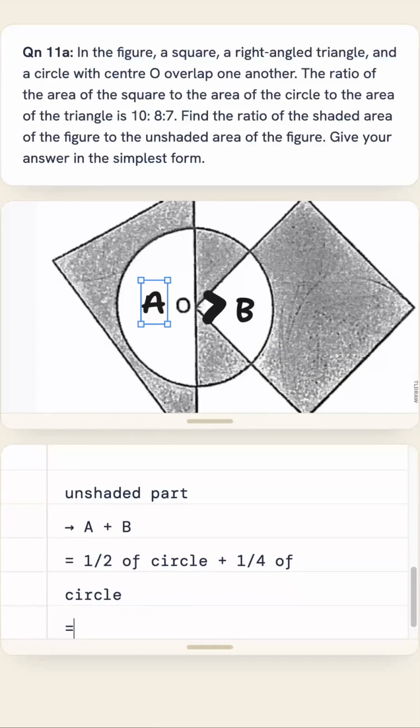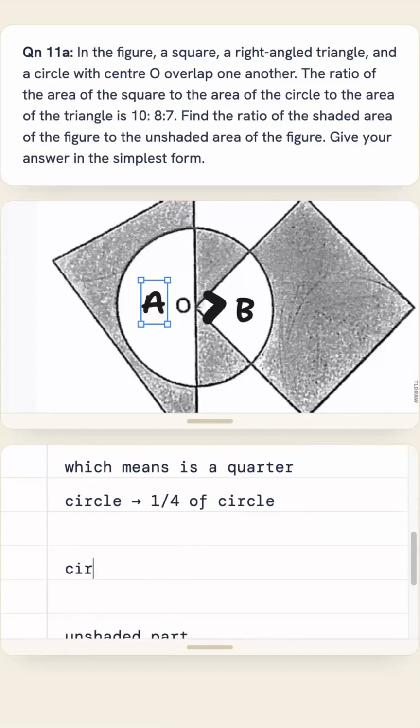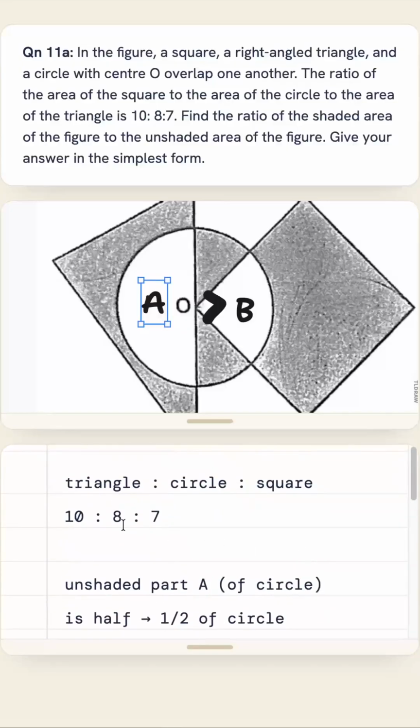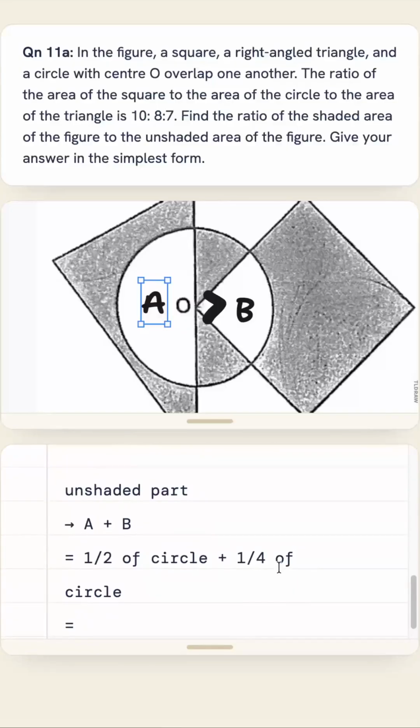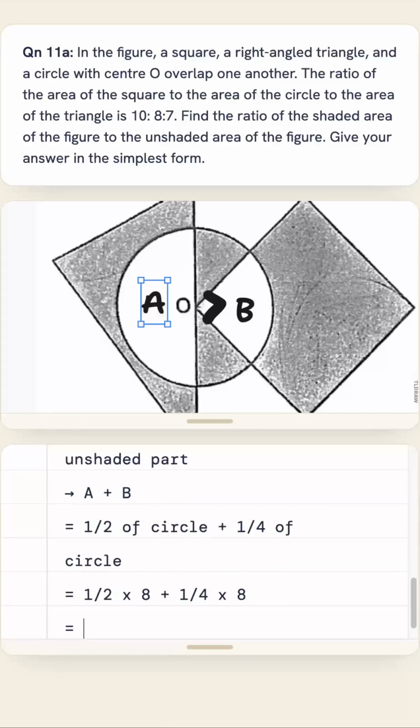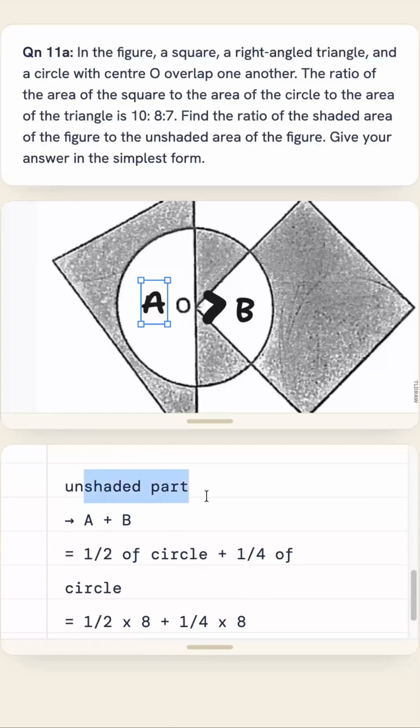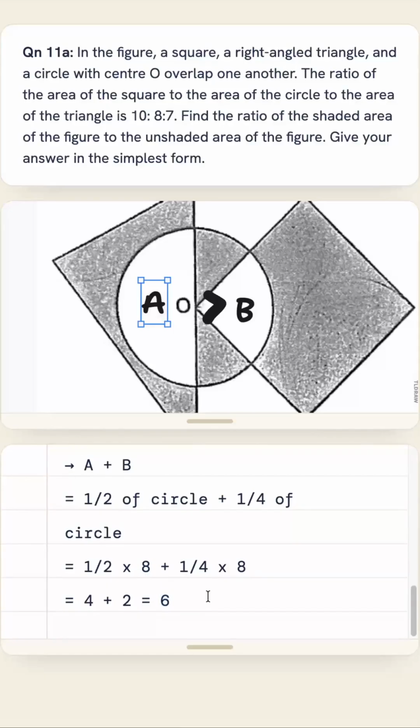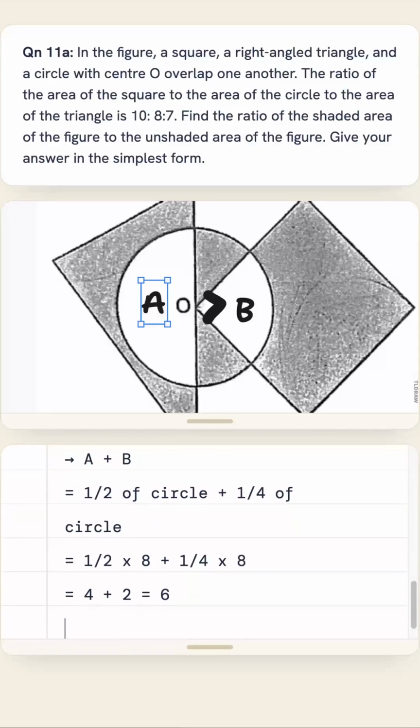And we know the number of units for the circle, which in this case is 8. So circle in units is 8 because the ratio gives us 8 over here. So half of 8, so half times 8 plus 1/4 times 8. And this will give us 4 plus 1/4 of 8 is 2. And this will give us 6 units. So the unshaded part is basically 6. So now we need to find the shaded part.